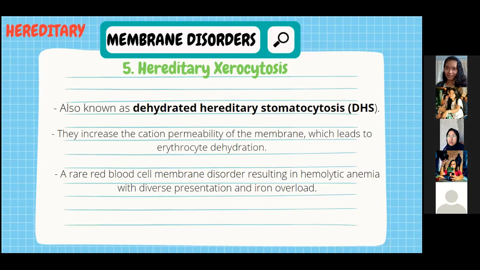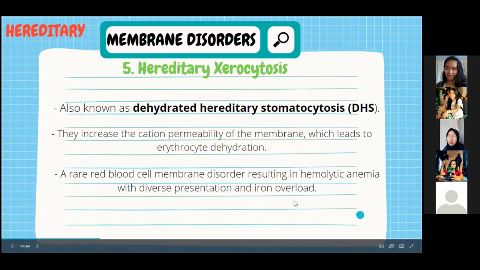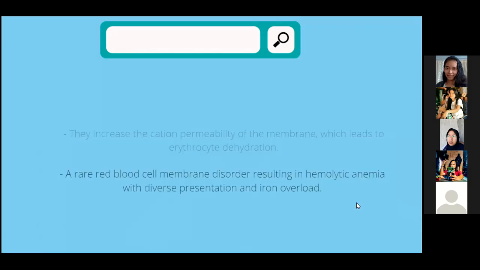They increase the cation permeability of the membrane, which leads to erythrocyte dehydration, a rare red blood cell membrane disorder resulting in hemolytic anemia with diverse presentation and iron overload. Compared to the last one, we have a leaking of potassium and sodium. For this one, we have iron overload, and that is why it is dehydrated. And that is all for these membrane disorders.